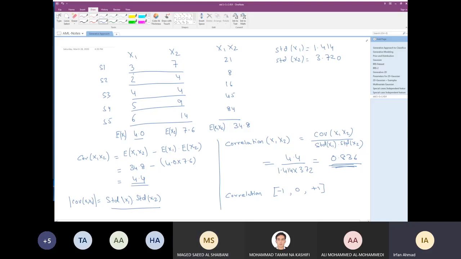So if you plot it, if you have two features, assuming that this is two dimensions, if it's a positive correlation, you'll find the features something like this, right? So you find some sort of positive, upward tilt.